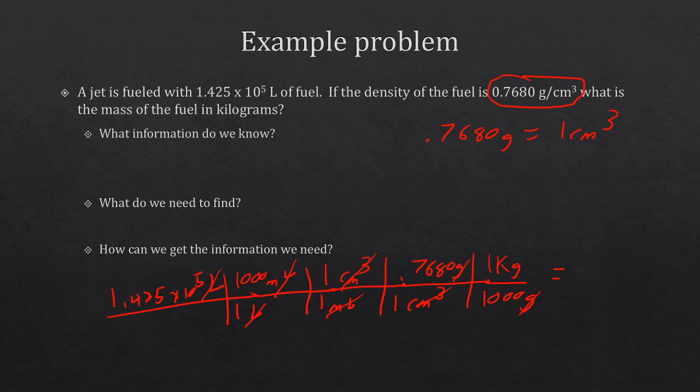So yes, I also still get 1.094 times 10 to the 1, 2, 3, 4, 5. Yep, 10 to the 5th kilograms of fuel. So you'll notice both ways got me the same answer, and it's okay to use either. Whichever you feel more comfortable with, feel free to do that. I just wanted to show this.